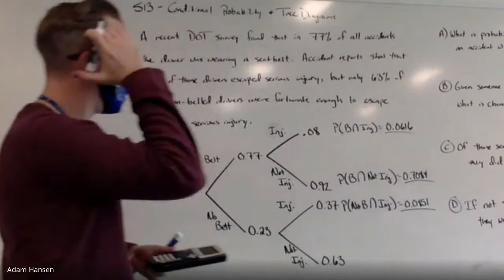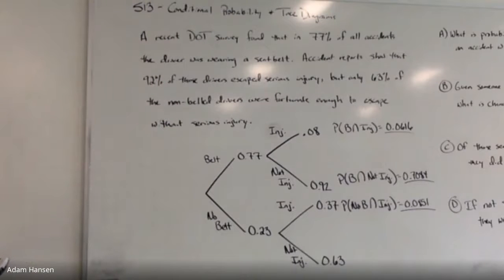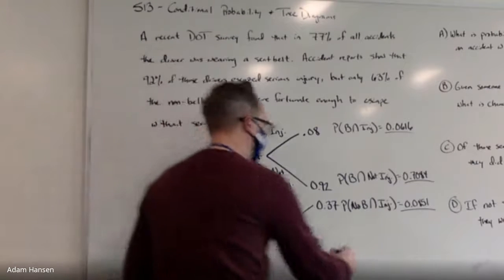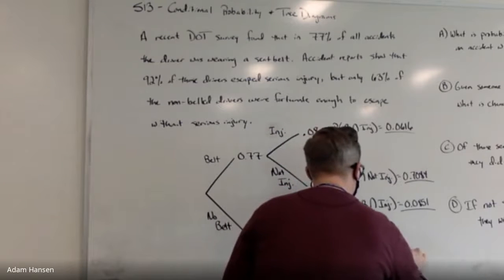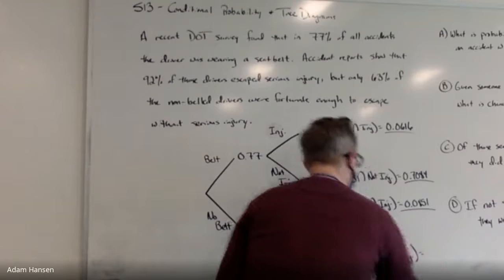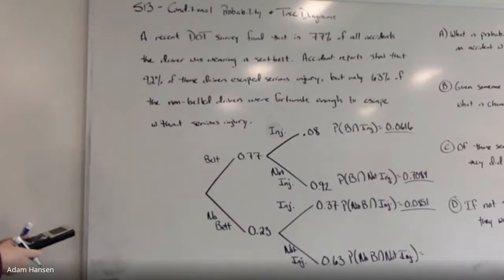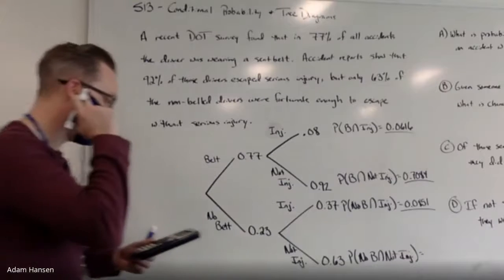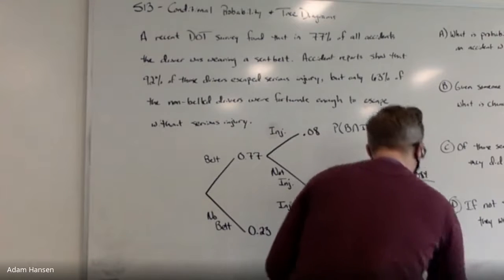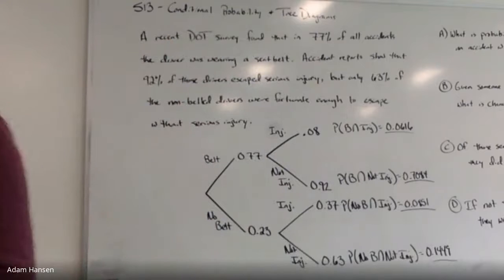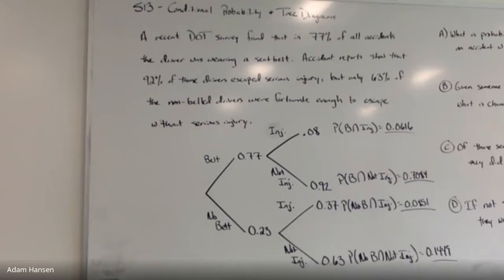I'm just trying to find what part fell into each of these categories. So I'm multiplying across the tree diagram. Last one should be not belt and not injured. No belt and not injured. 0.23 times 0.63 is 0.1449. If I do this right, what should all four of these underlying values have to add up to? 100%, right? So if you're curious about whether you separated the tree out correctly, add up all of these final four values and it should make 100%.